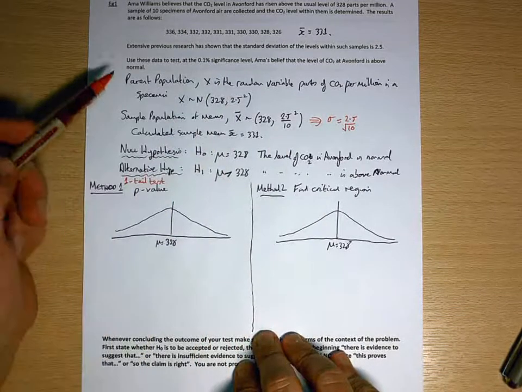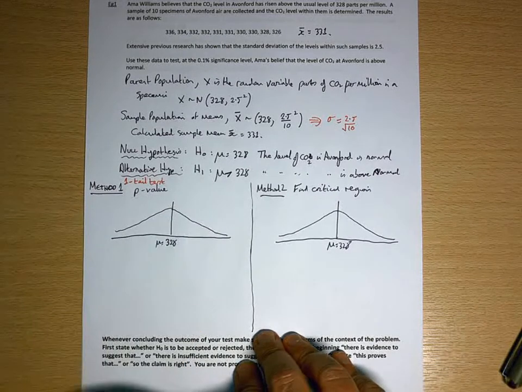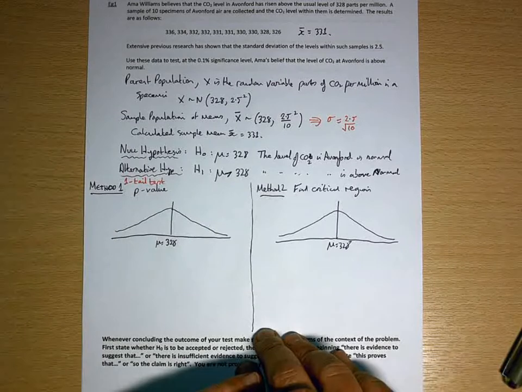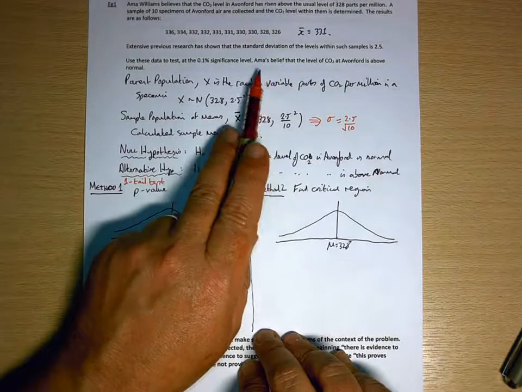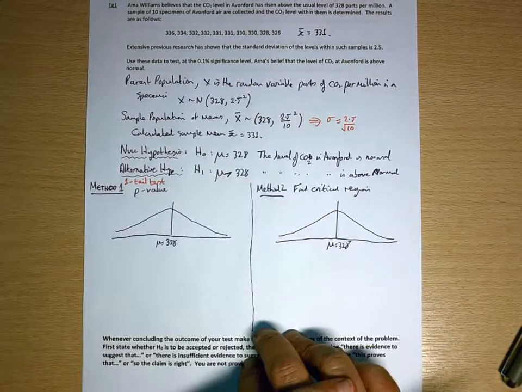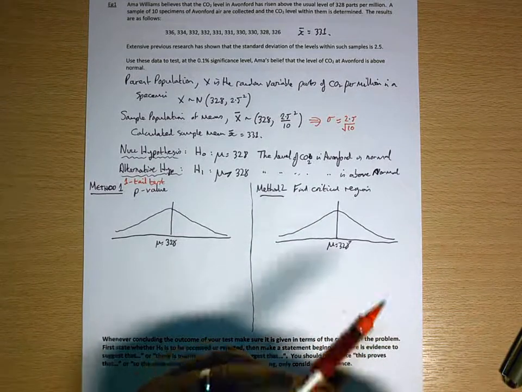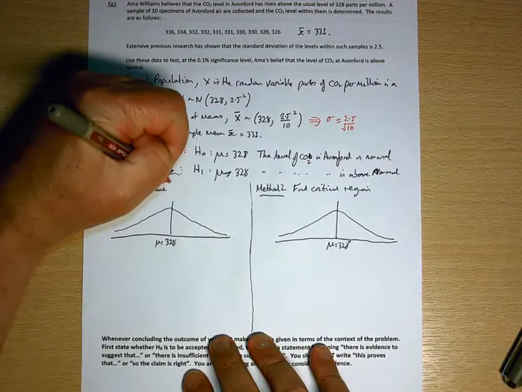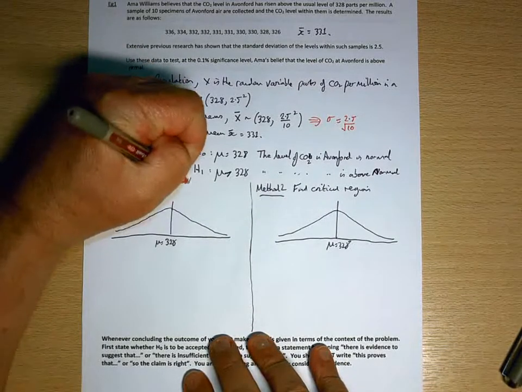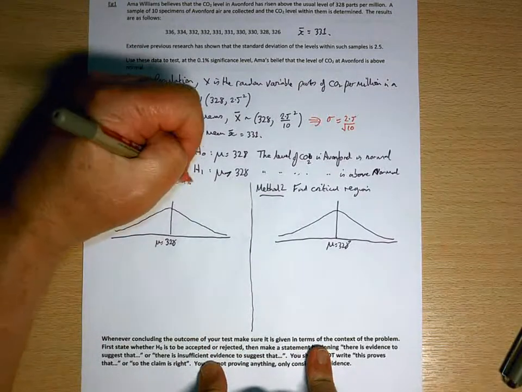Could have been a one-tailed test where it was below normal, in which case the mean inequality there would have been mu less than 328, or as we'll see in later examples, it could be a two-tailed test where we would just be saying that the belief that the CO2 level in Avonford is different, but not specifying whether it was higher or lower. So this is a one-tailed test, and it's at a really narrow level of significance, 0.1% significance.